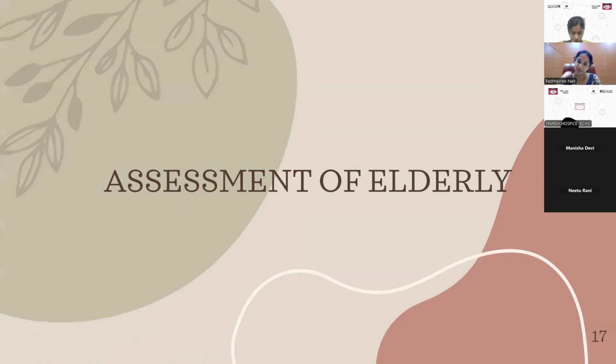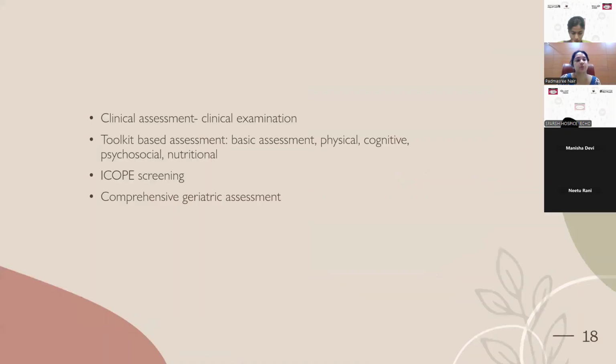Now, coming to the assessment of elderly. So, there are two ways to go about it. One is the clinical assessment, which is what we do by clinical examination. The other we have is the toolkit based assessment. Now, this involves the basic assessment, which includes physical, cognitive, psychosocial, and nutritional assessments of patients. Now, two of the most common screening tools we use is the ICOPE screening and the comprehensive geriatric assessment. Now, both of these can be administered by nurses as well, provided they've got adequate training on how to administer these to patients.